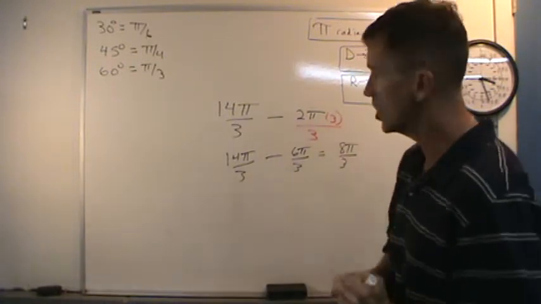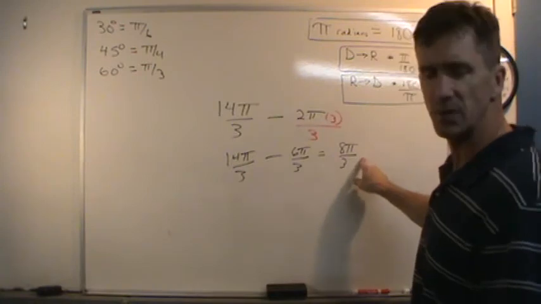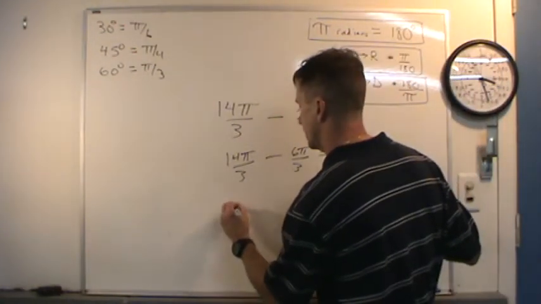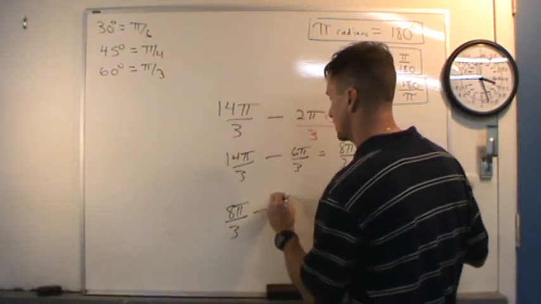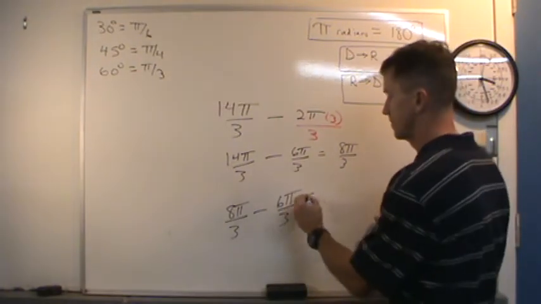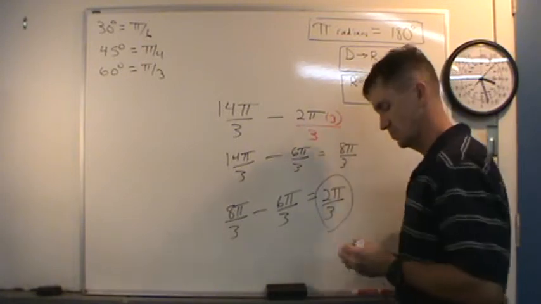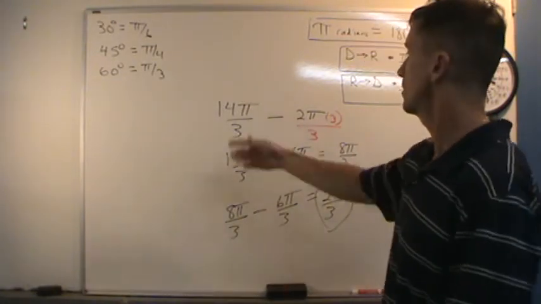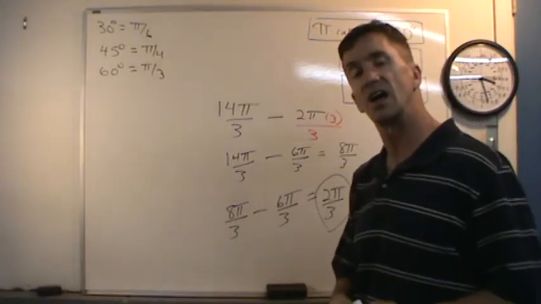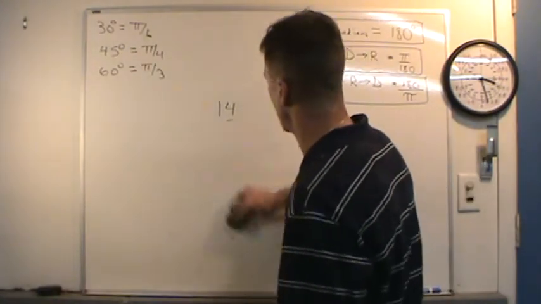So 8 pi over 3 is coterminal with 14 pi over 3. But I want an angle between 0 and 2 pi. Well, I'll just take this 8 pi over 3 and do it again. Subtract the 2 pi, which is equivalent to 6 pi over 3. And I get the angle 2 pi over 3. So 2 pi over 3 is coterminal with 14 pi over 3. It's also coterminal with 8 pi over 3. Initial side, terminal side, same position. Alright, even when they're negative.